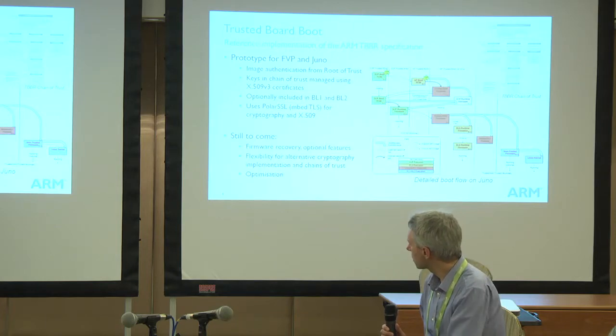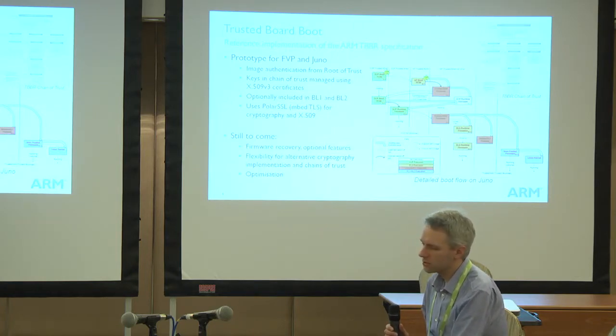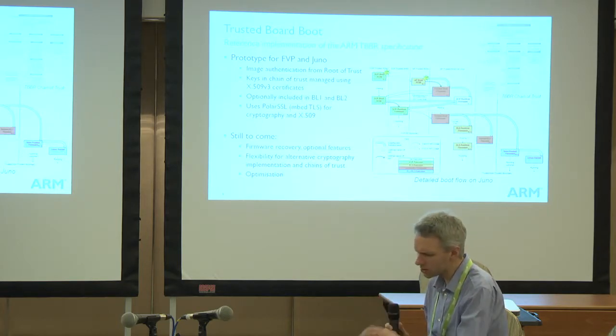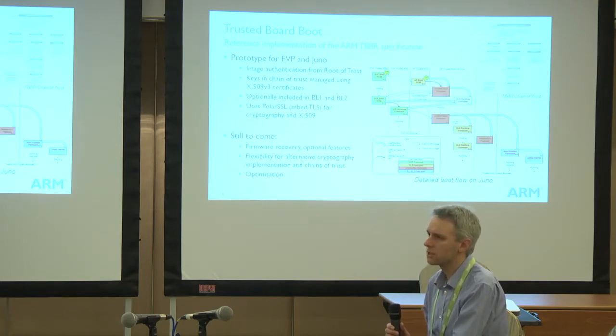So there's still some functionality missing for trusted boot. We've got the authenticated boot flow. We really need to implement firmware recovery. So if the boot fails, you need to have a mechanism for ensuring that you have a way of installing some updated firmware and then attempting to boot again. There are also additional optional features in TBBR, such as encrypting the images, binding the firmware to the platform, or supporting trusted debug based on authentication certificates.